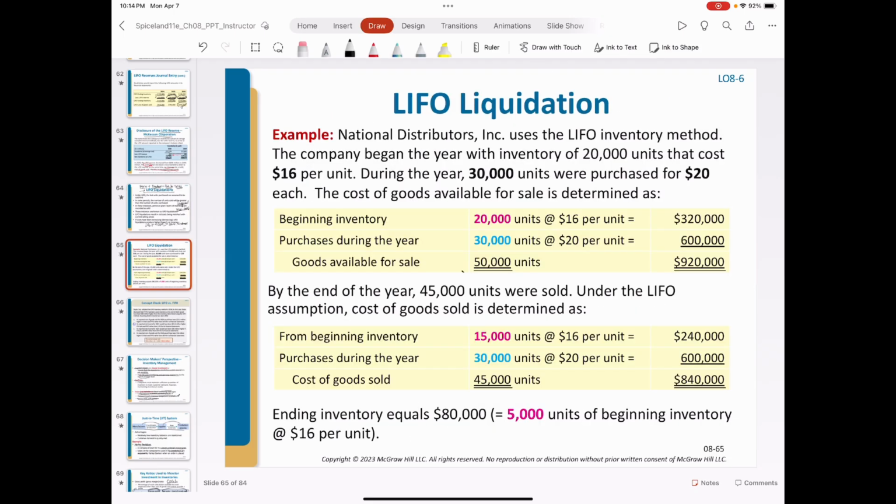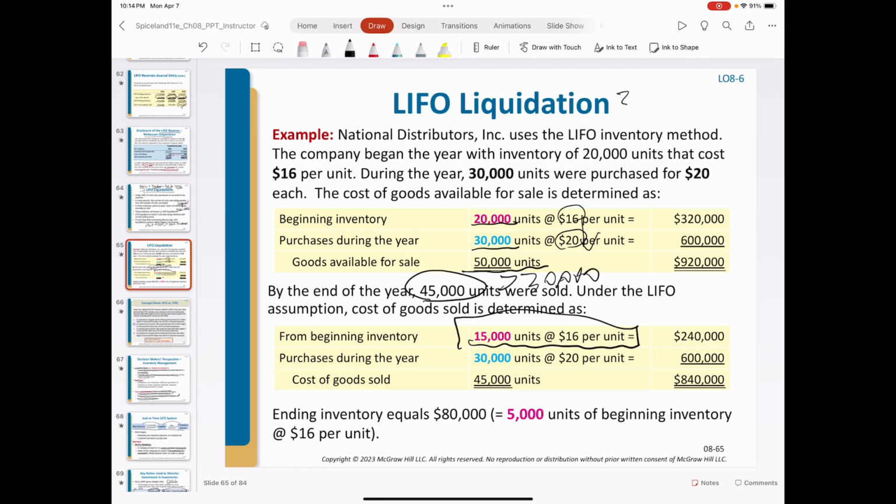Originally, the company has 50,000 units: 20,000 in the beginning, and purchases of 30,000. The cost is increasing: $16 for the beginning inventory, $20 per unit for the purchase. If the company this year sold 45,000, which is greater than the purchase, that means the older inventory, or the beginning inventory, will be sold or released. The company will have a greater margin because these costs of inventory are lower, a $4 difference.